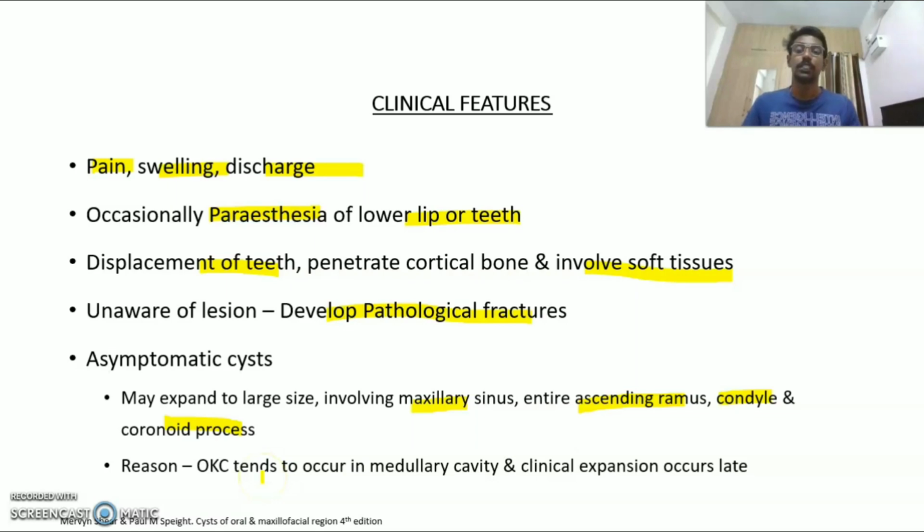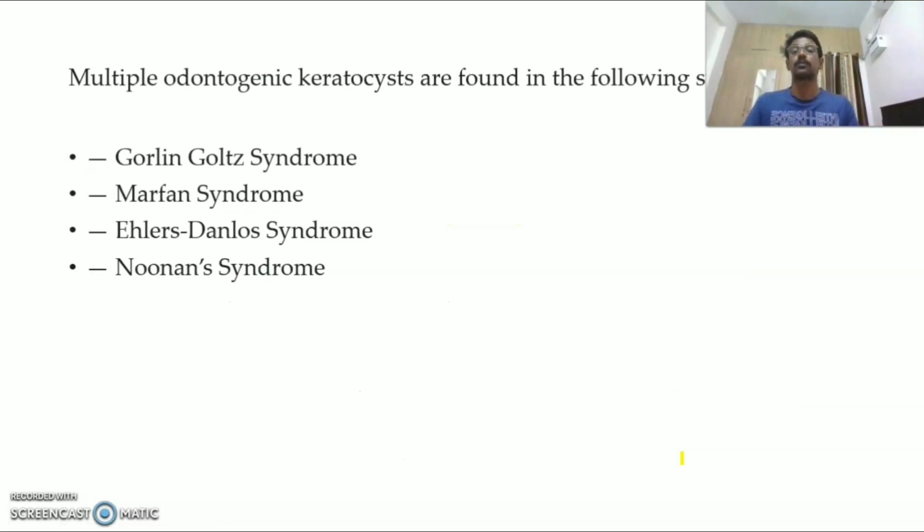What is the reason behind it growing there? Because it occurs in the medullary cavity, so it will grow in the medullary bone. So clinical expansion will occur at a very late stage, not early like other cysts or tumors, maybe ameloblastoma or dentigerous cyst.